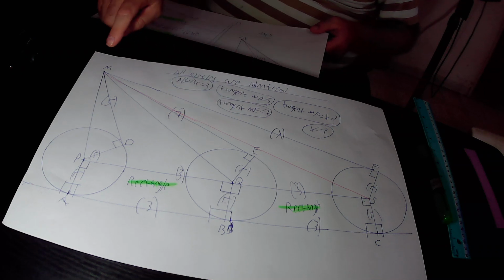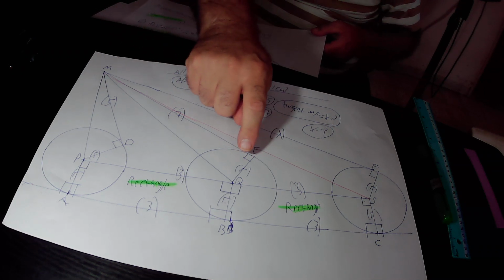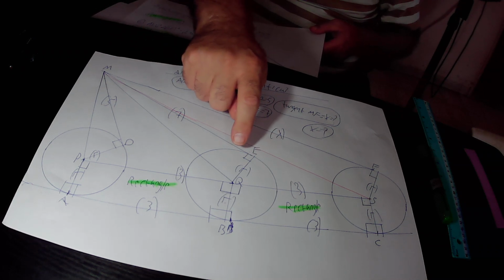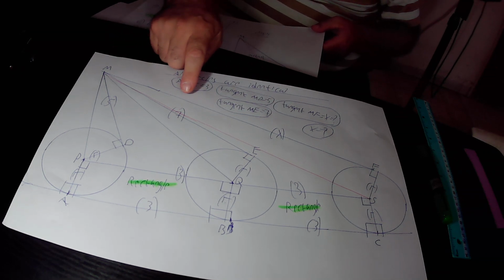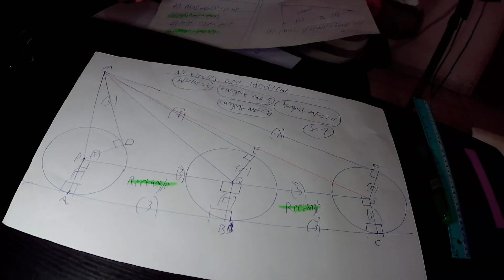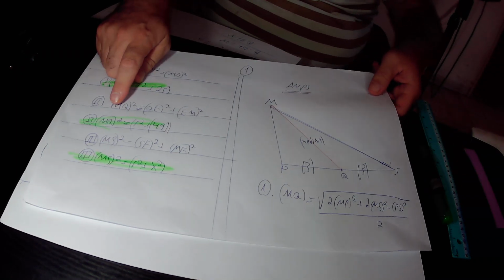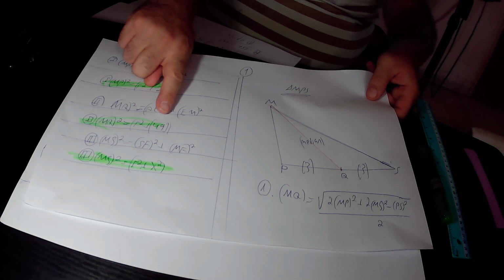MQ is the missing side, so MQ squared equals QE squared. QE is R, therefore QE squared is R squared plus ME squared. ME is 7, therefore ME squared is 7 squared, that is 49. So in total, according to equation 2, we know that MQ squared equals R squared plus 49.